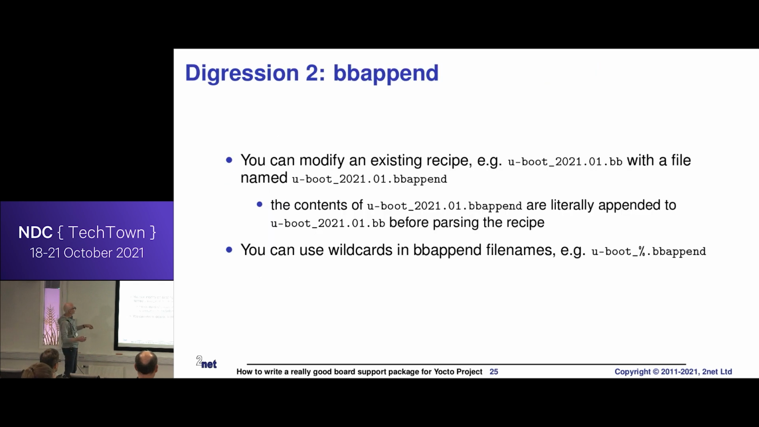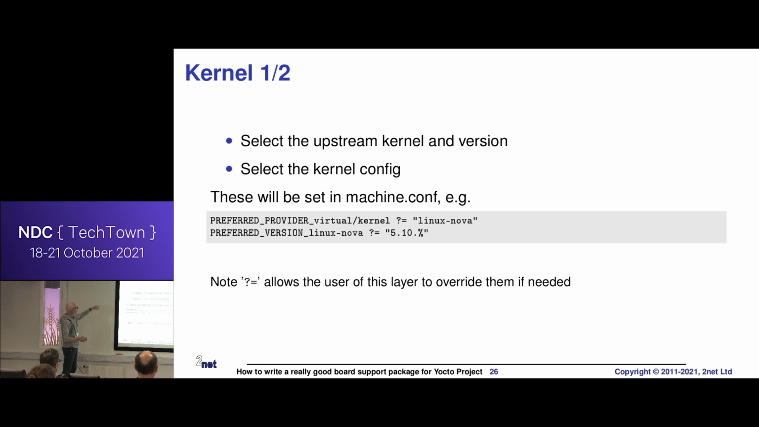Step back to the slide here before I did the digressions. There we go. In this case, I'm going to use my own special kernel, which I've called Linux Nova. So this presumably is something that I have cloned from kernel.org, and then I've got my own special tree. This is not the recommended way of doing it, by the way, but it does happen sometimes. For example, with Raspberry Pi, the Raspberry Pi kernel is not the mainline kernel. You have to go and get it from raspberrypi.org.